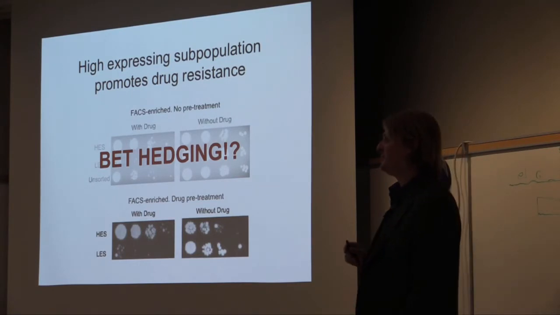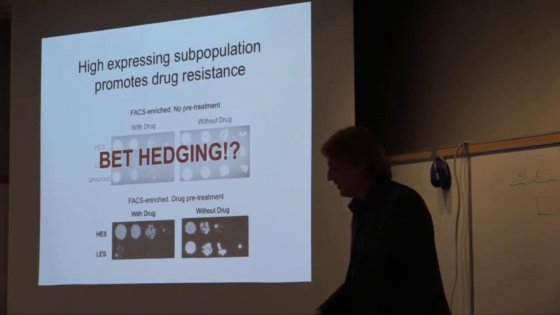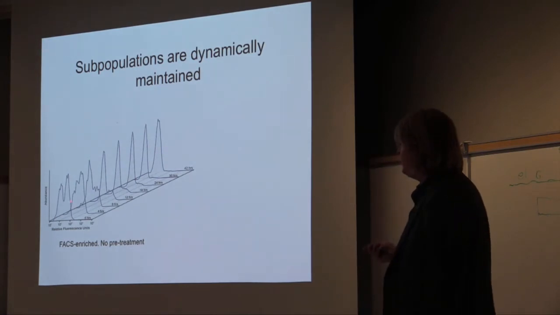Are you sure you haven't got any genetic mutations? The aneuploidy rate is about 1 in 10 to the minus 5, so it's hard to get.